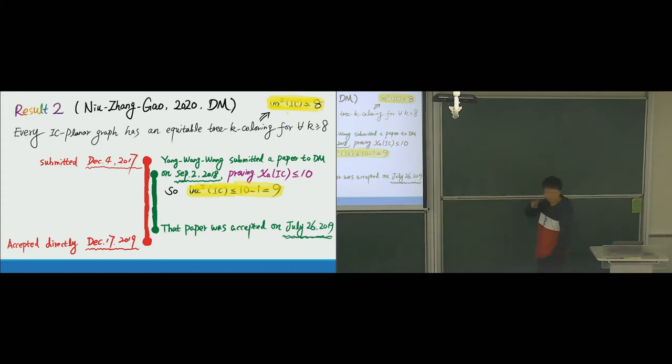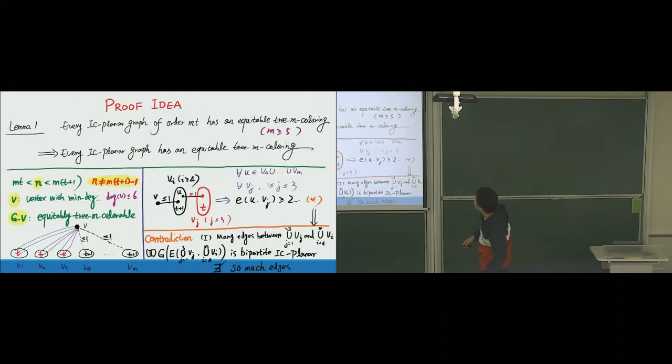Now I show a proof idea of this result. This result didn't use anything about acyclic coloring. The basic idea comes from the first lemma. The first lemma is very nice. That means if we have a planar graph whose number of vertices is divisible by M, then every IC planar graph could have an equitable K M-power coloring.